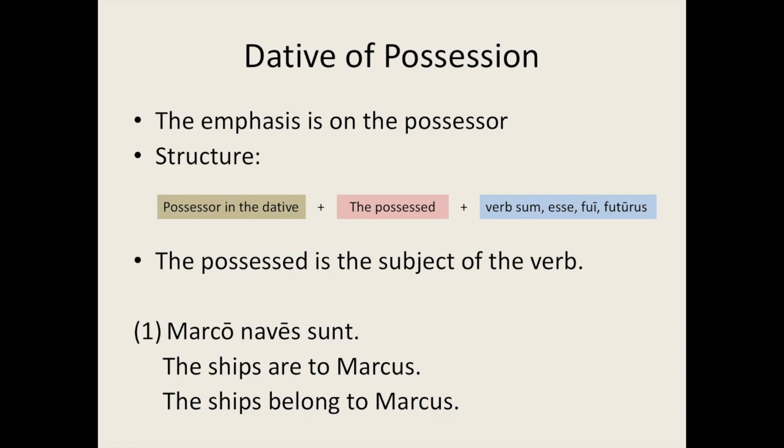Here is an example. Marco naves sunt. Literally, the ships are to Marcus. A more natural translation would be the ships belong to Marcus, or the ships are Marcus's.